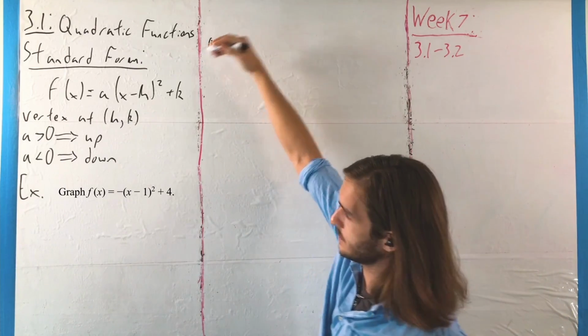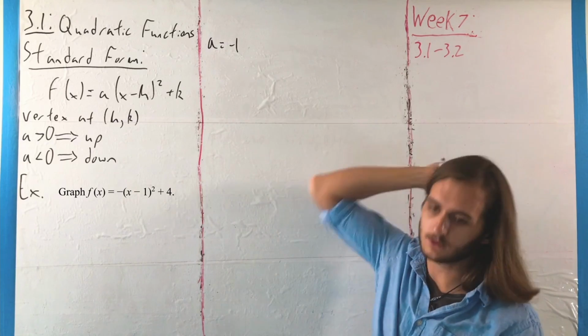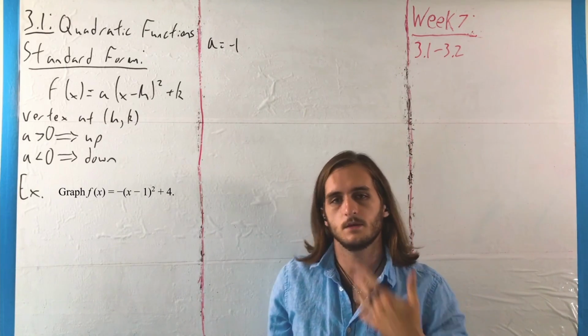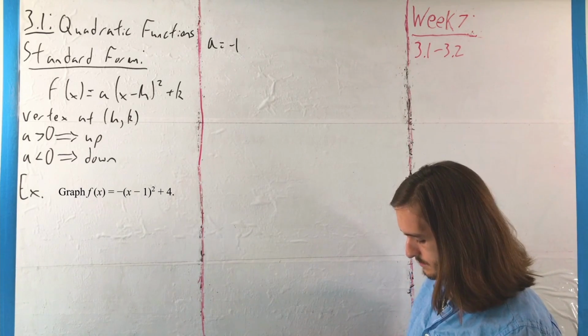a is equal to negative 1. That's that first coefficient there. That's what tells us whether we're opening up or down. Be careful. That negative sign is hiding a 1 with it, so keep that in mind.